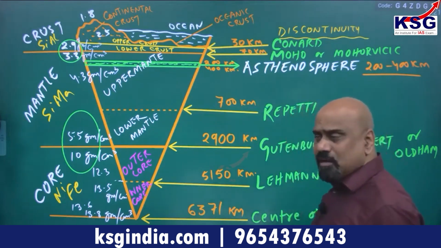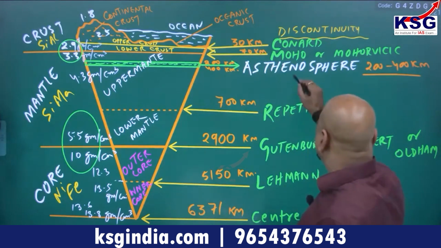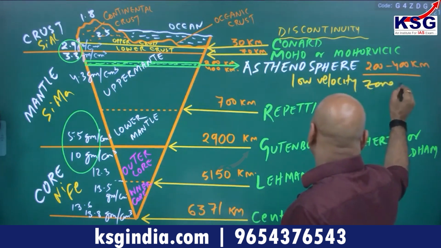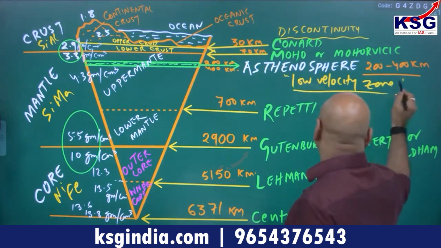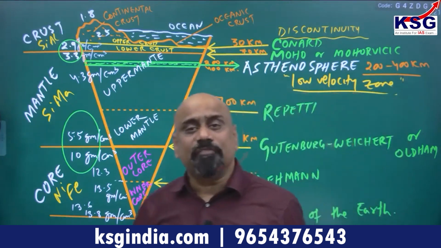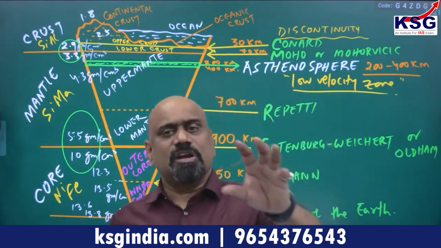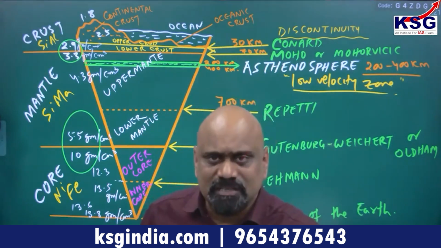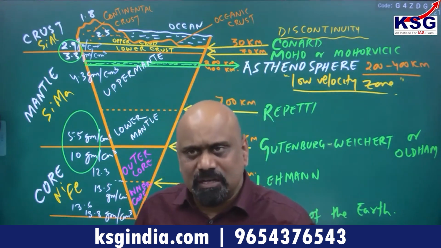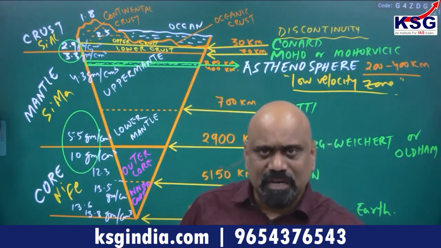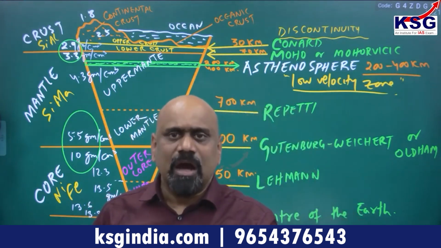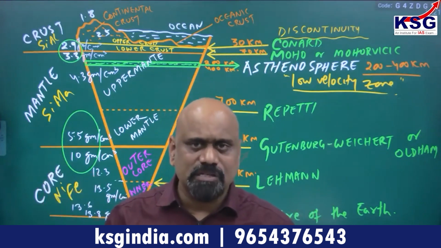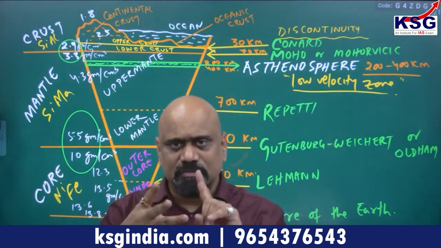Friends, asthenosphere is a soft layer. Asthenosphere is known as low velocity zone. You remember, as per seismic tomography, by studying the behavior of the earthquake wave inside the earth interior, we found that earth interior is not uniform. Earth interior has a lot of variation. There are three distinct zones of crust, mantle and core.